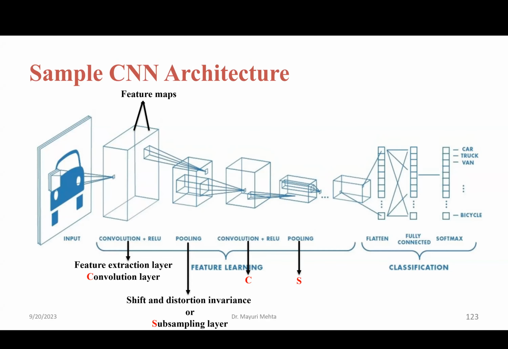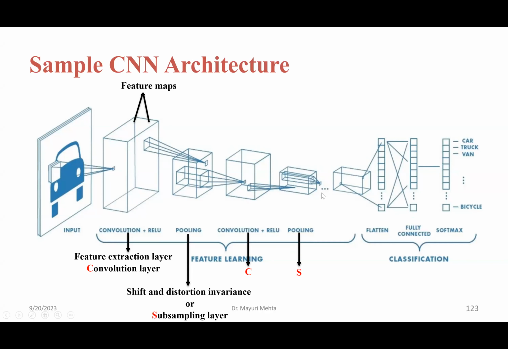Here you can see three dots. Because multiple such blocks may be there, and each block consists of convolutional activation and pooling. We can have n number of such blocks in your convolutional neural network, and at the end we have that fully connected layer to carry out classification.